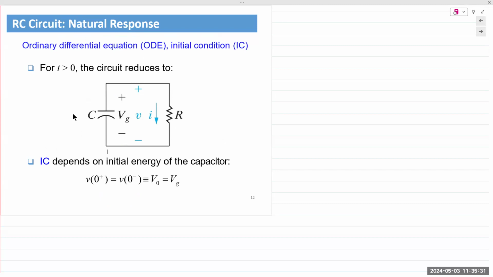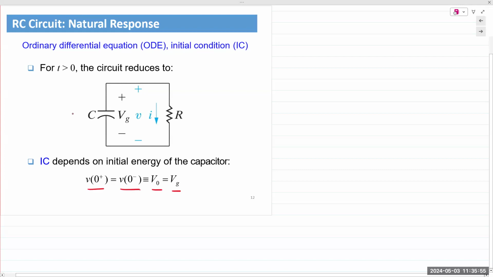Okay, the voltage across the capacitor cannot change instantaneously. So the moment in time when it gets disconnected from the source, the capacitor voltage is still equal to that source voltage. And that allows us to set up our initial conditions. So we can write voltage V0 equals VG.